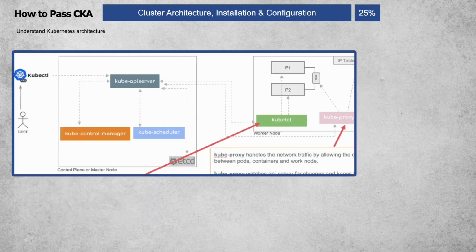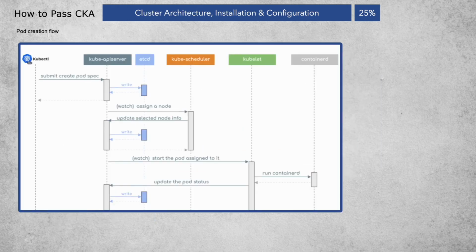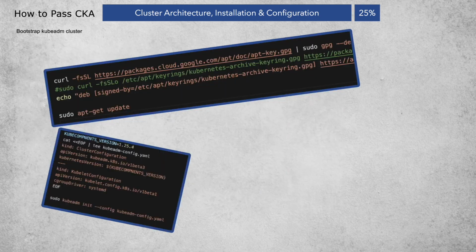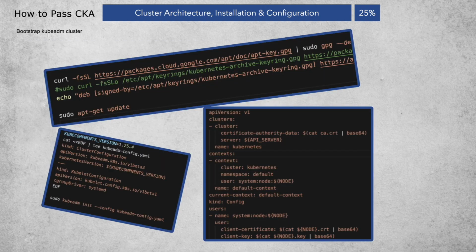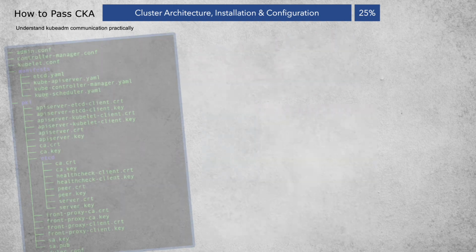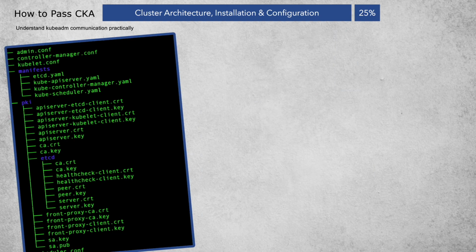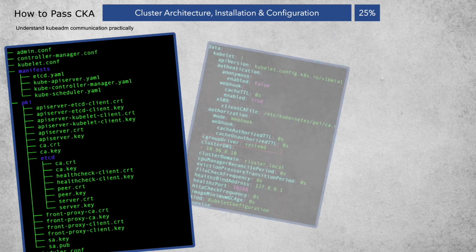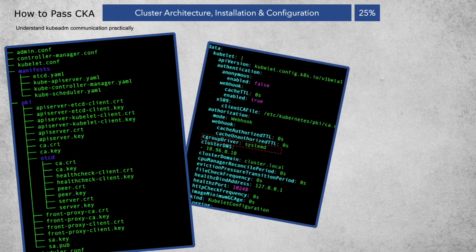After that, we need to understand the components of a Kubernetes cluster and the flow of how to create a pod. However, knowing this isn't enough for deep practical understanding. We need to follow a hands-on session to bootstrap a cluster using the right configuration files. Additionally, we need to comprehend the cluster certificates and configuration files, as well as the communication between each component.